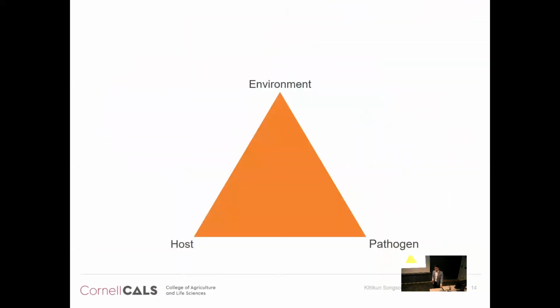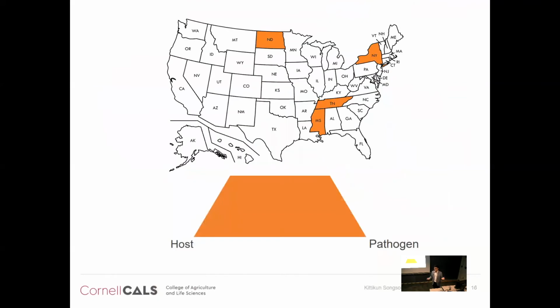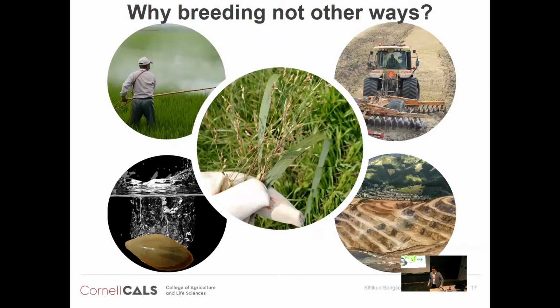The last angle of this triangle is environment. What is the best environment for this pathogen to cause the disease in switchgrass? And of course, it's here in New York with the prolonged high humidity and high temperature during summer. This is the perfect home for this disease. That's why I work with this disease, and why I pick breeding as a management method over other approaches.